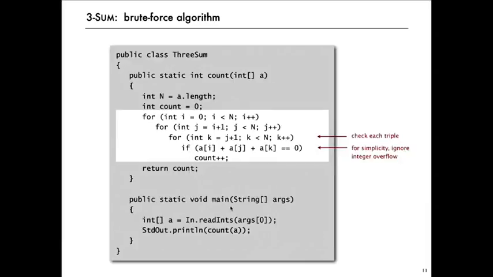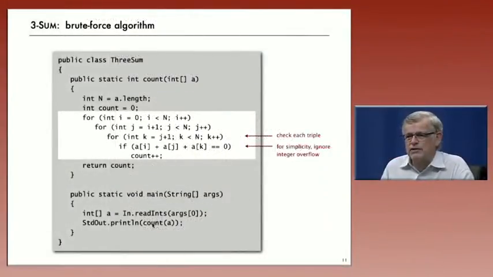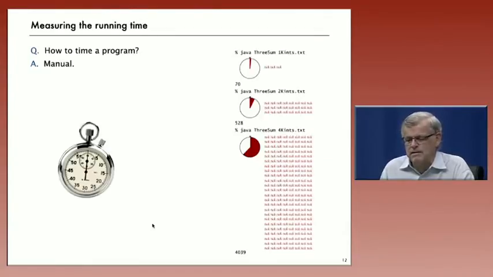And then the main method in this simple class just reads in all the integers and prints out the count. So that's a brute force algorithm that is a fine method for solving the three-sum problem. Now what we're interested in is how much time does this take as a function of n?